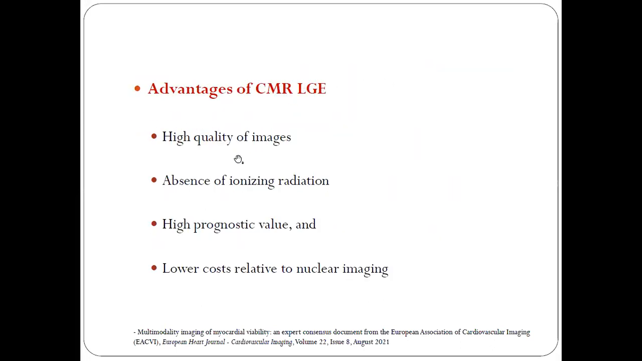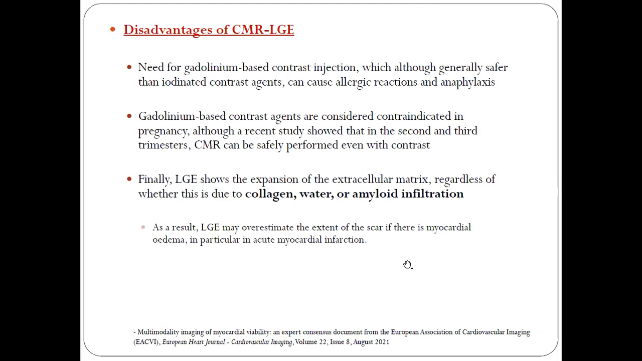Advantages of cardiac MRI are high quality of images, absence of ionizing radiation, high prognostic value, and lower cost relative to nuclear imaging. The disadvantage is the need for gadolinium-based contrast injection, which although generally safer than iodinated contrast injection, can still cause allergic reaction and anaphylaxis.